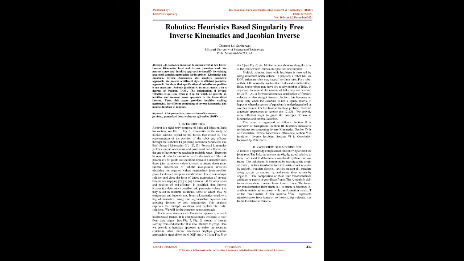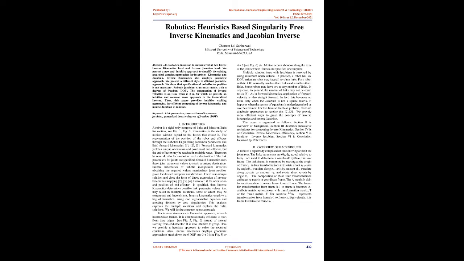Introduction. A robot is a rigid body composed of links and joints on links for motion, see Fig 1, Fig 2. Kinematics is the study of motion without regard to the forces that create it. The representation of the position of the robot end effector through the robot's common link parameters is forward kinematics. Forward kinematics yields a unique orientation and position of the end effector, but the end effector may be reached in multiple ways. There can be several paths for a robot to reach a destination.